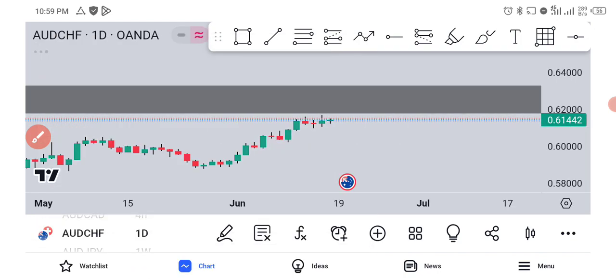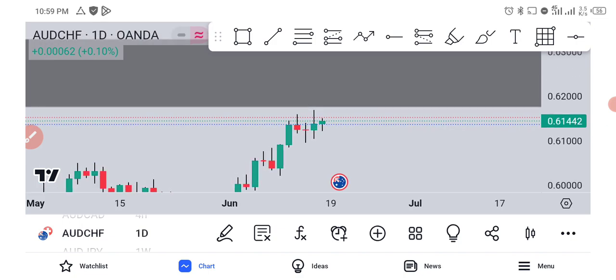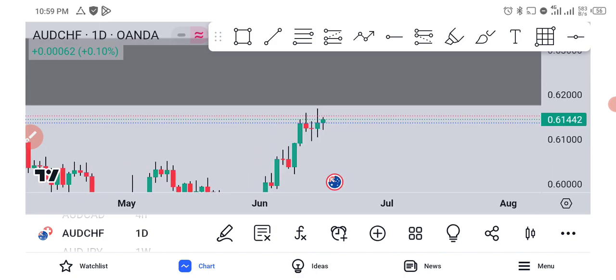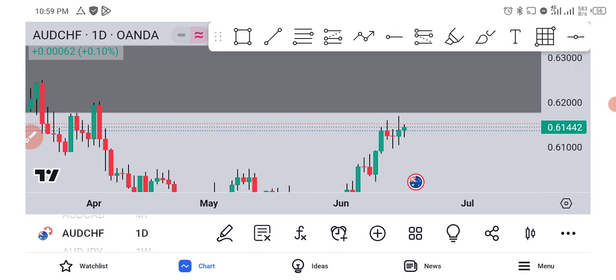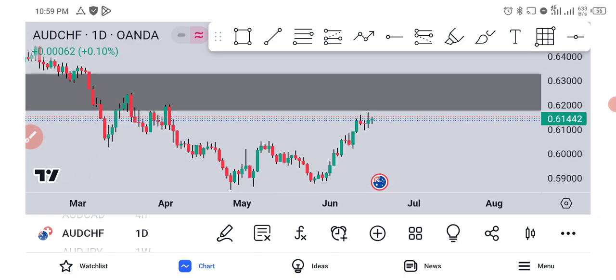So let's see what we have on the daily. On the daily, the market has already started reacting to this zone, but we also need a push to the upside inside of that zone before the sell will come. So for now, there's no opportunity from AUD CHF. So let's go to the next pair.